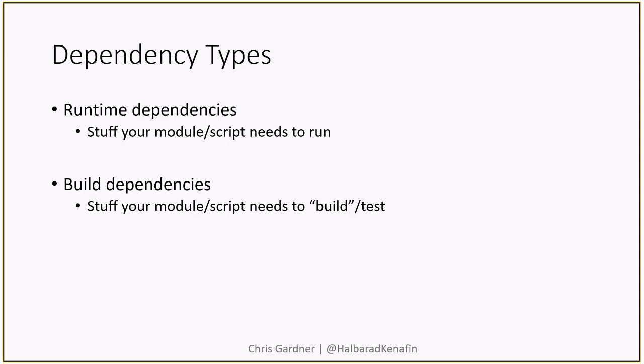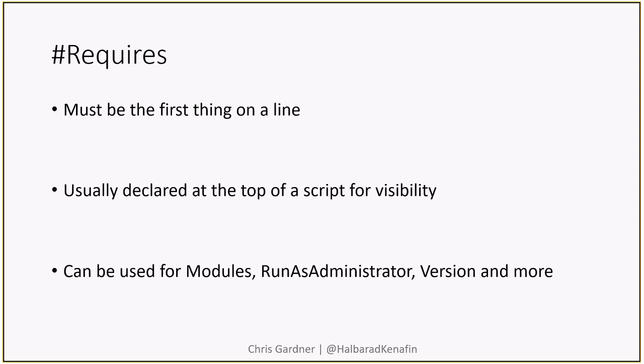So the easiest way to start this off is if we look at scripts, since that's where most of us start writing things, and the way you handle requirements of all sorts of different types is using hash requires, kind of like a comment, but has some special connotations to the PowerShell parser. So the important thing is it has to be the first thing on a line. You can't put other stuff in a comment before it. It has to be hash requires. It can go anywhere in a script as long as it's not inside of a function.